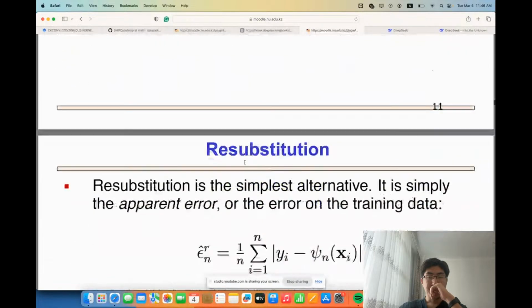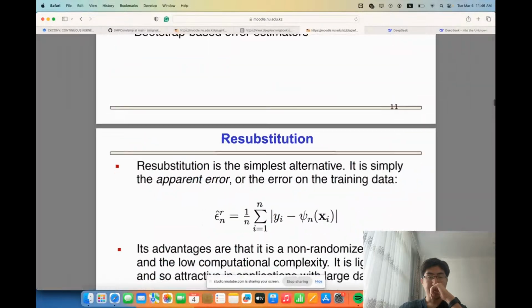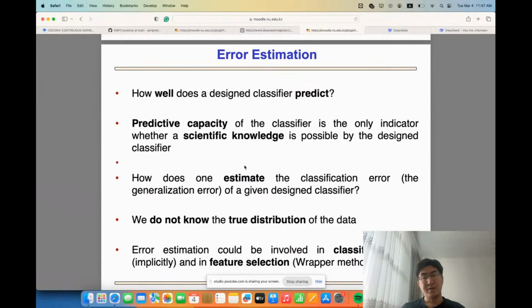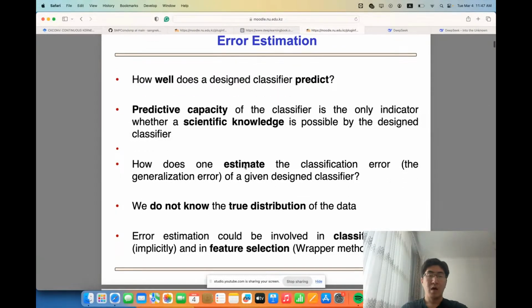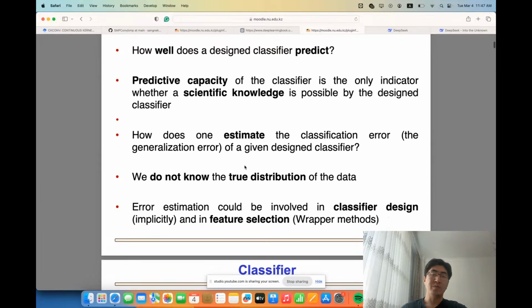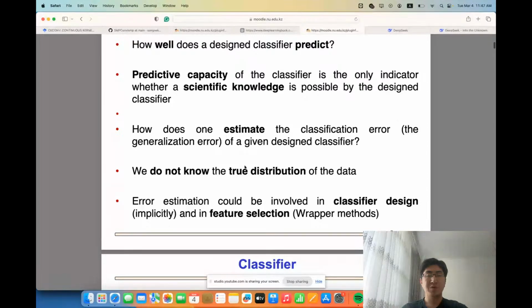Small sample region, right? So how well does a designed classifier predict? The predictive capacity of the classifier is the only indicator of whether scientific knowledge is possible by the designed classifier. How does one estimate the classification error, the generalization error, of a given designed classifier? We don't know the true distribution of the data. Error estimation could be involved in classifier design and feature selection.